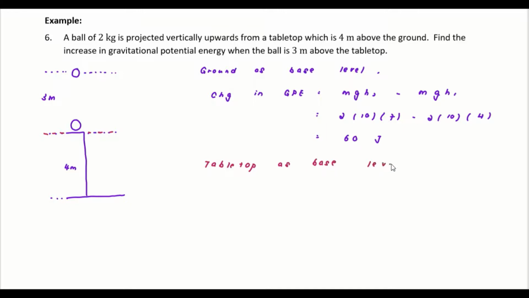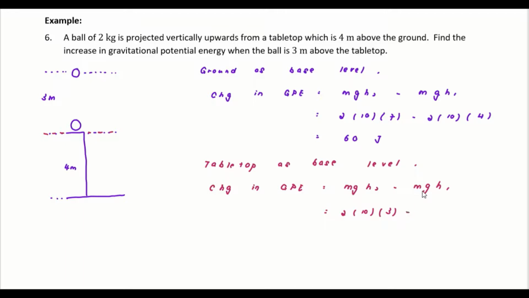Okay, so same thing. We try to find the change in the GPE as well, by using the exact same formula. But now, let's say the tabletop is your base level. Then what is your final height now? This is the place where the height is 0, which means the potential energy is 0. So what is the height for your final position when your ball is here? It's going to be 3, am I right? So that's why it's 2, 10, and then times 3.